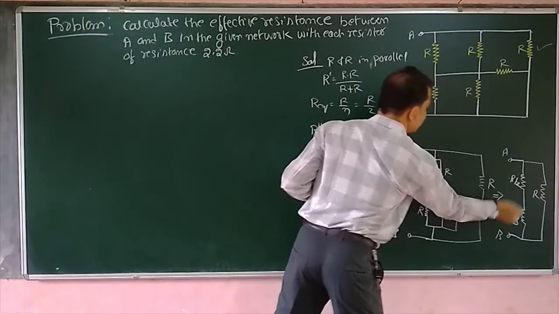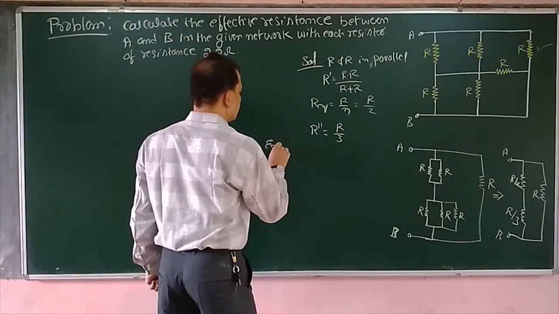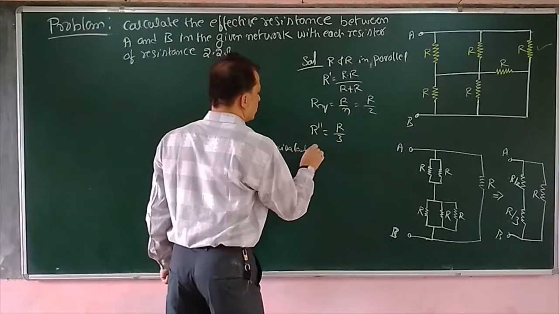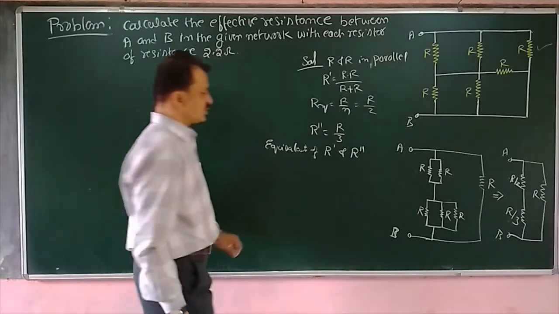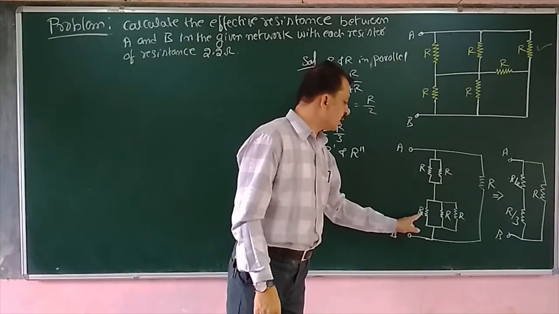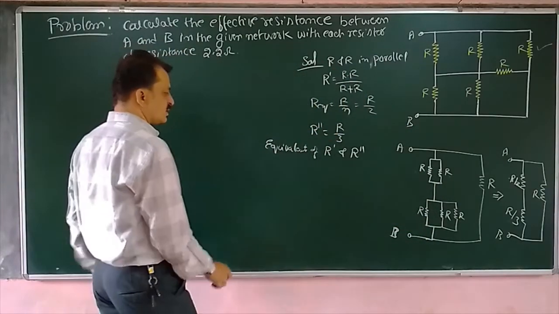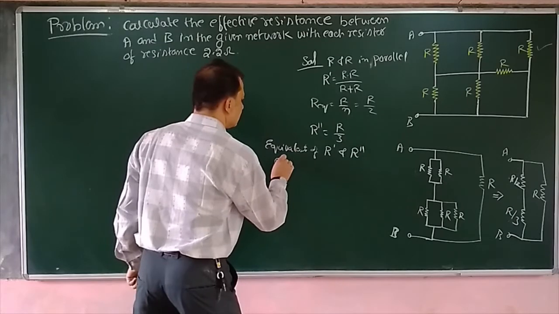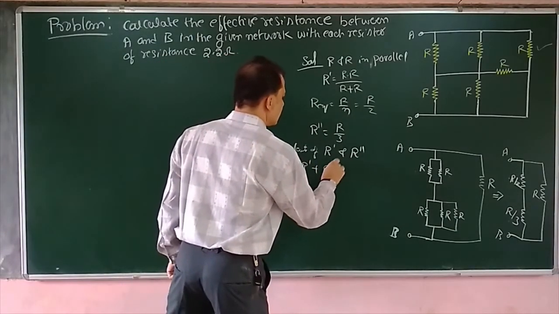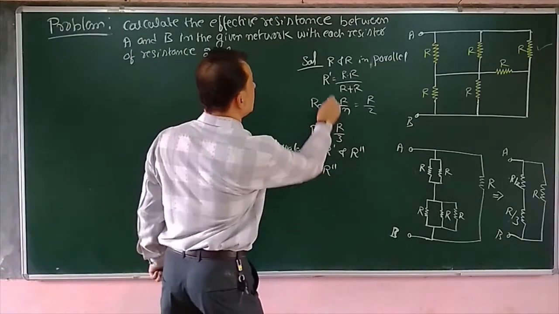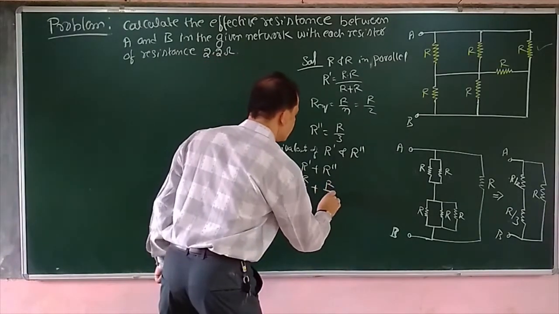Since they are in series, therefore the equivalent of R dash and R double dash. R dash means this one is the equivalent, R double dash means this one is the equivalent. Then those two are in series. Since R dash and R double dash are in series, if I call their equivalent R triple dash, it is just R dash plus R double dash. R dash is R by 2 plus R double dash is R by 3.